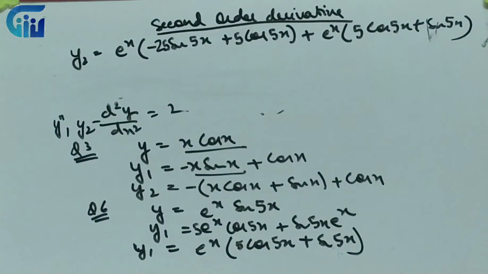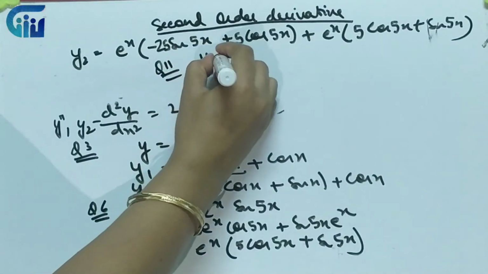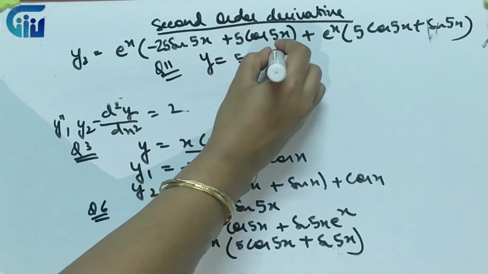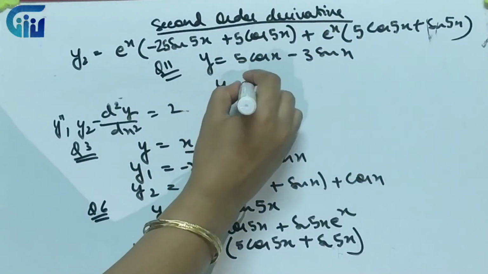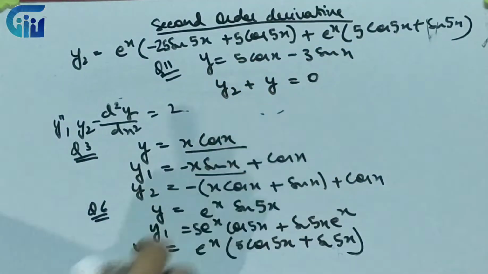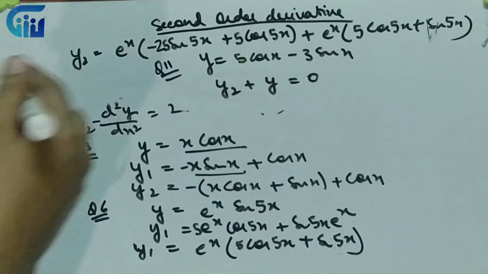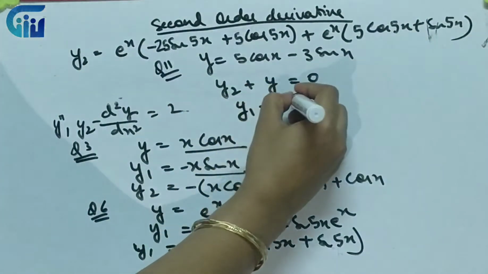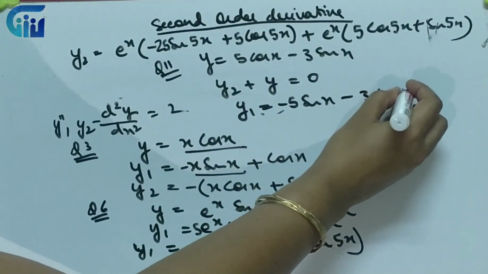Then moving on to question number 11, where a particular relation is given. So question number 11 says we have a particular relation. These are the type of questions which are usually asked in exam. So we have to prove that y2 plus y is equal to 0. So it means we have to find the second derivative. To find the second derivative, I need to find the first derivative. So if I find the first derivative, it will be 5 minus sin x minus 3 cos x, right?